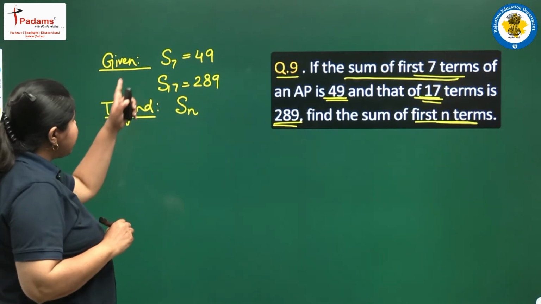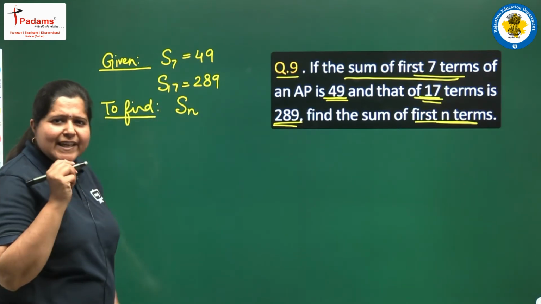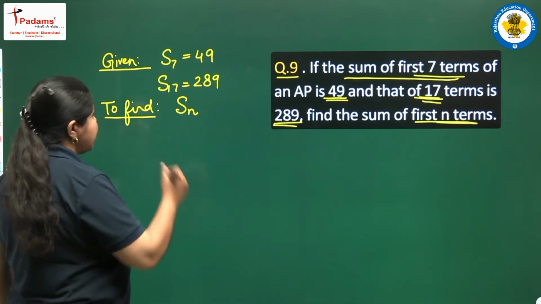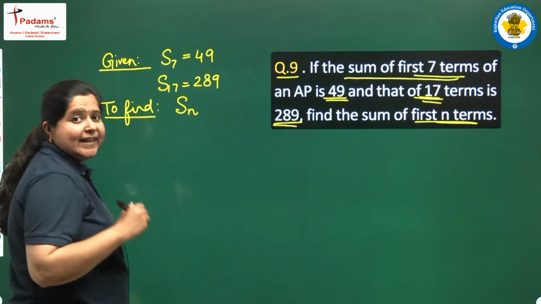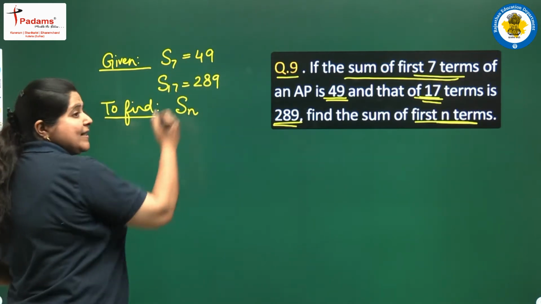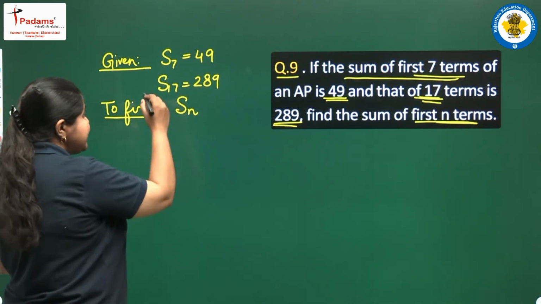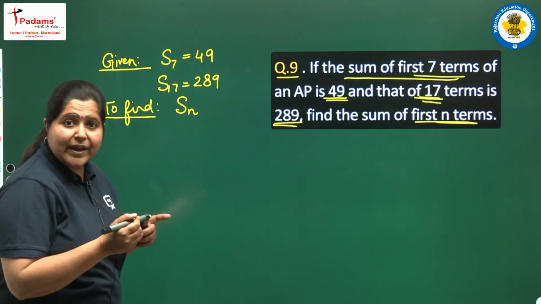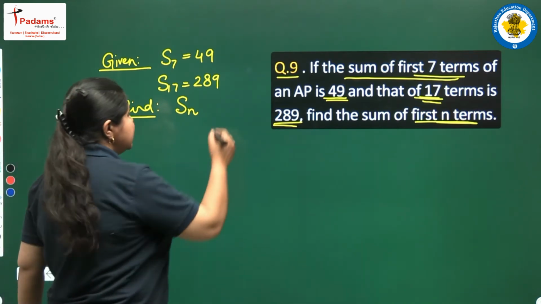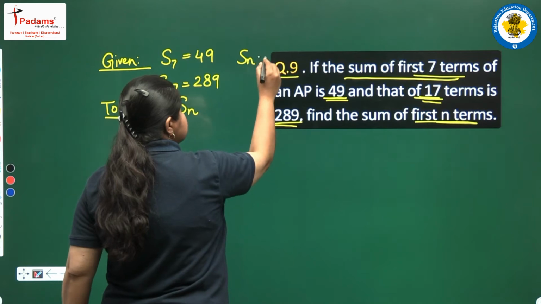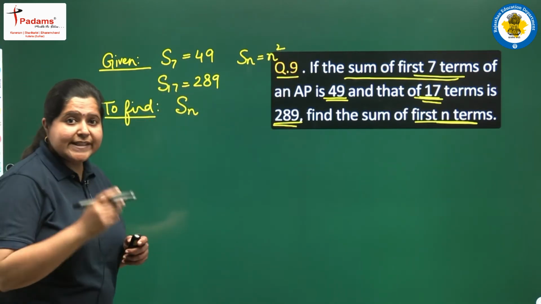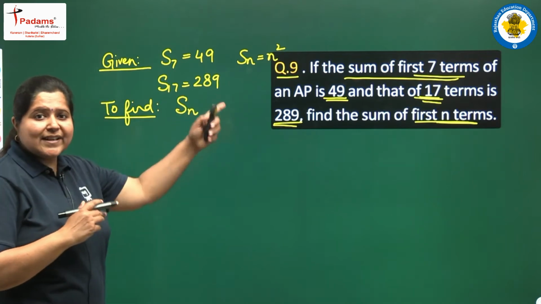Now, just looking at these two relationships, we can easily tell what should be the sum of first n terms. Just have a look. S7 is equal to 49, and 49 itself is 7 square. So, S7 is nothing but 7 square. Similarly, S17 is nothing but 17 square, which is equal to 289. And from here, we can infer that the sum of first n terms should be equal to n square. And now let us do some calculations and verify whether we get this result or not.